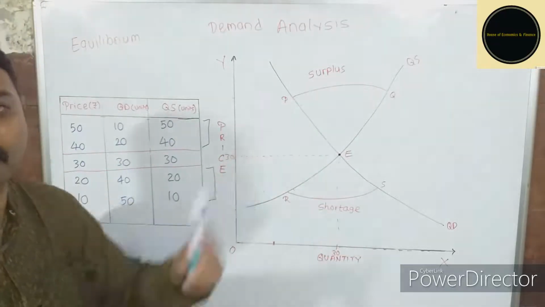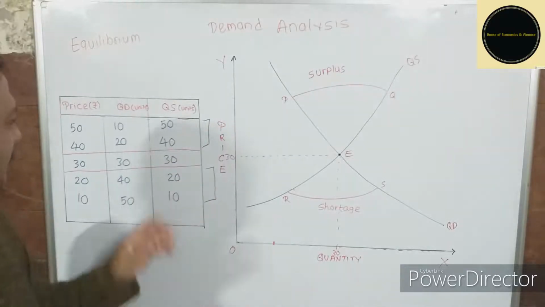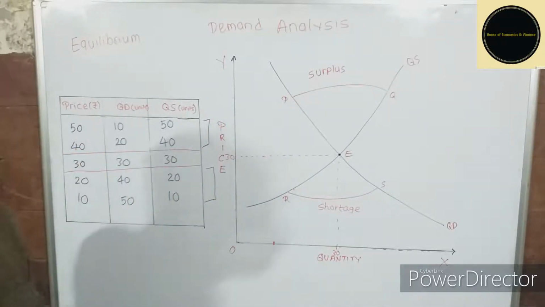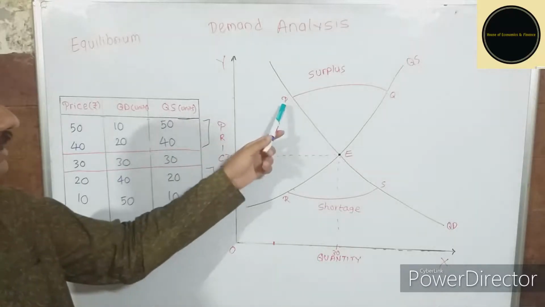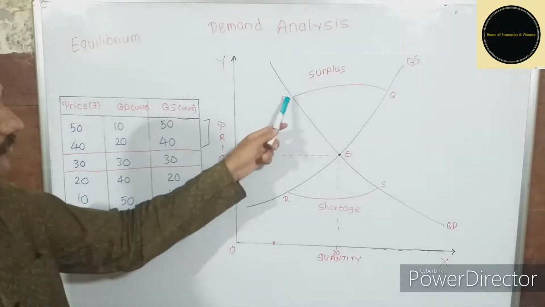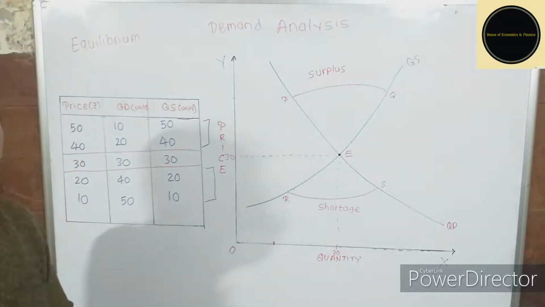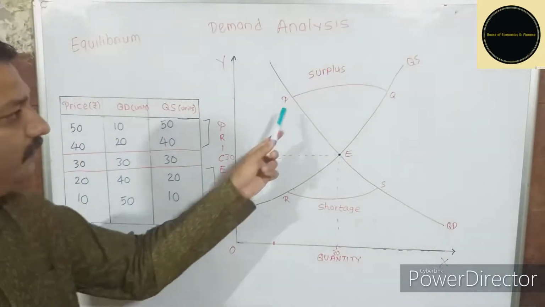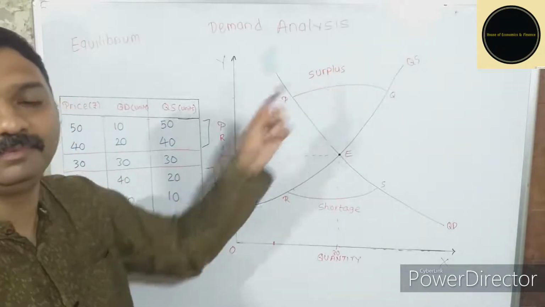demand curve and upward sloping supply curve, look at this point P, corresponding to, let us say, price 50. At price 50, what's happening here? Quantity demanded is 10, whereas quantity supplied is 50. Okay, so we have surplus production, or we have surplus here.